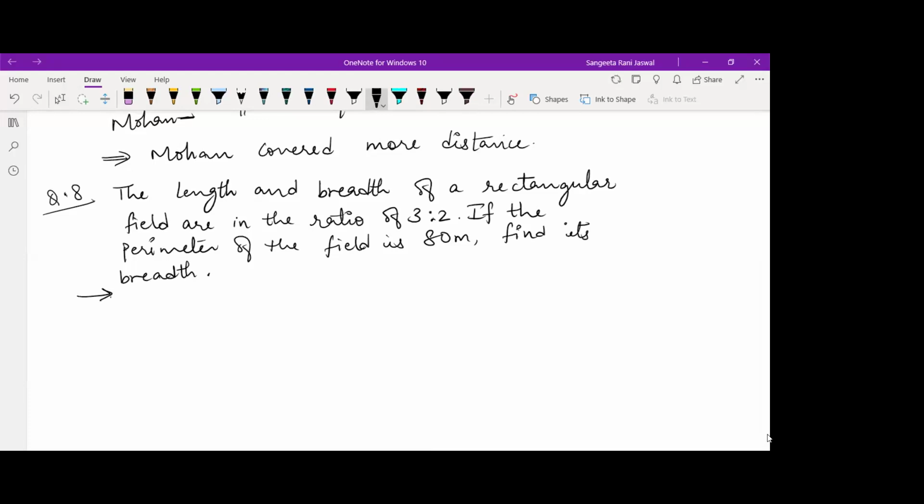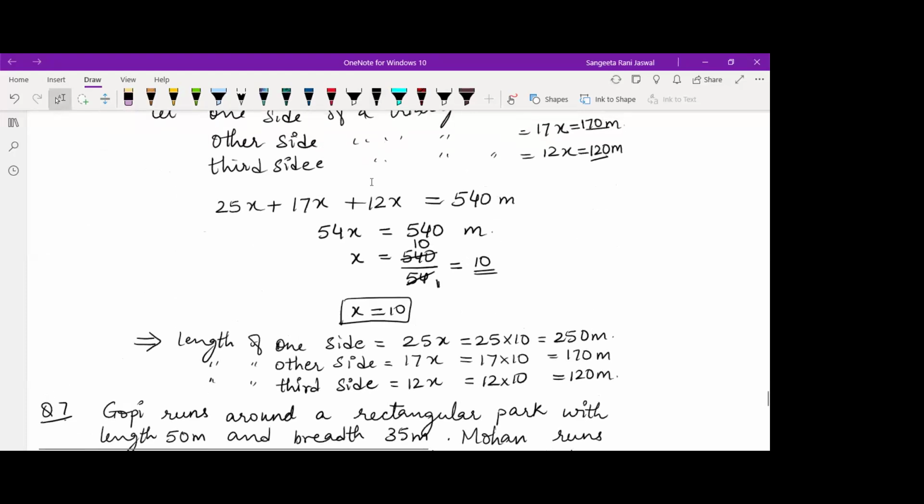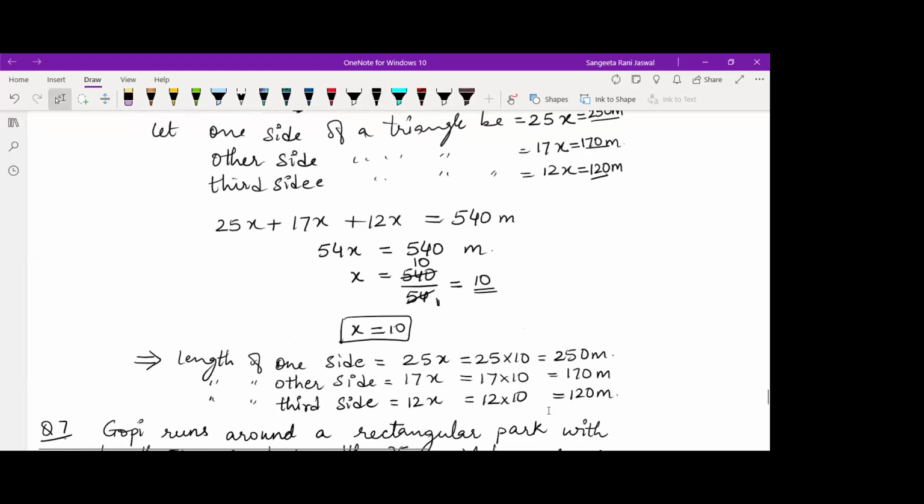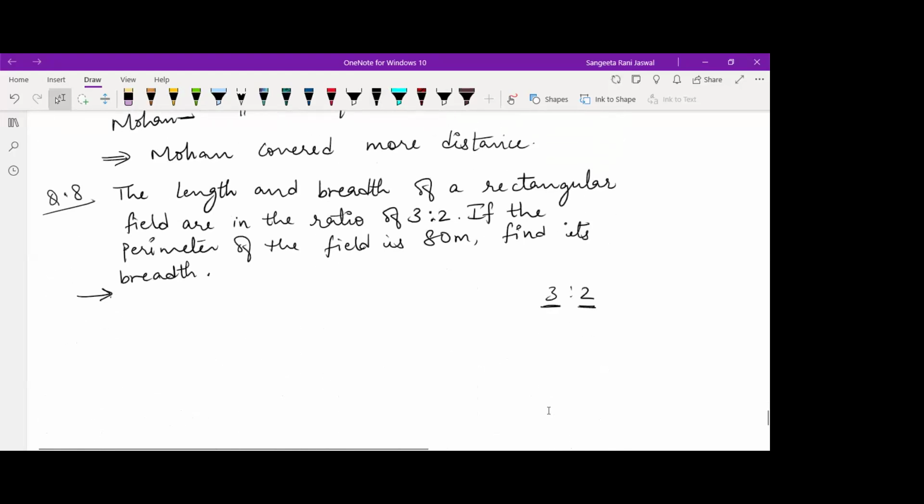Ma'am, the length and breadth of a rectangle are in the ratio 3:2. It's given in the form of ratios, so these are not actual lengths. As we did in the previous question, we will multiply some number x to it and then we will find that number.